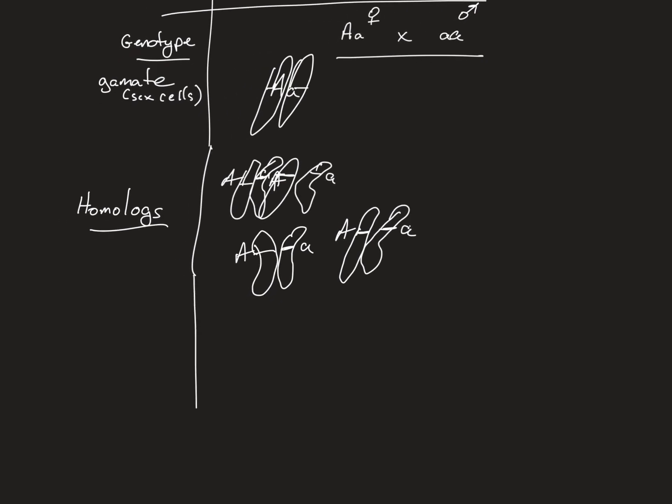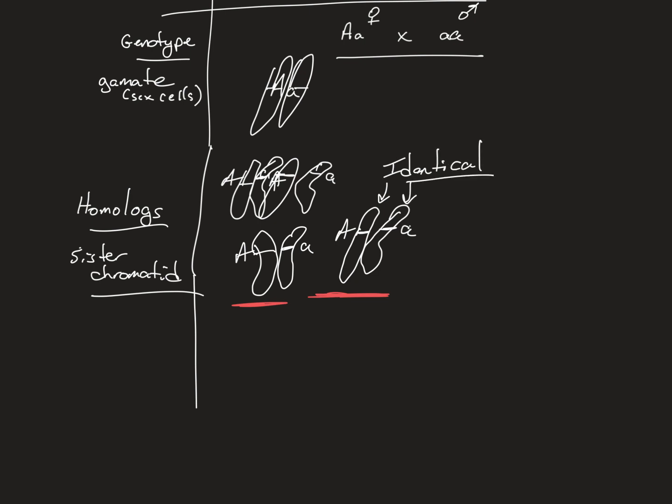Homologs. What is a homolog? It's two chromosomes that have the same genes. What are sister chromatids? Another vocabulary word. Chromosome, the two identical copies, right?